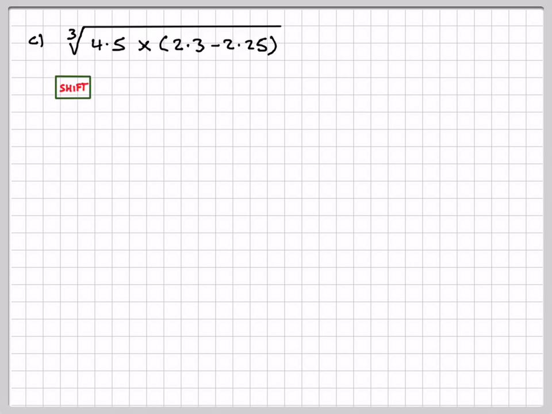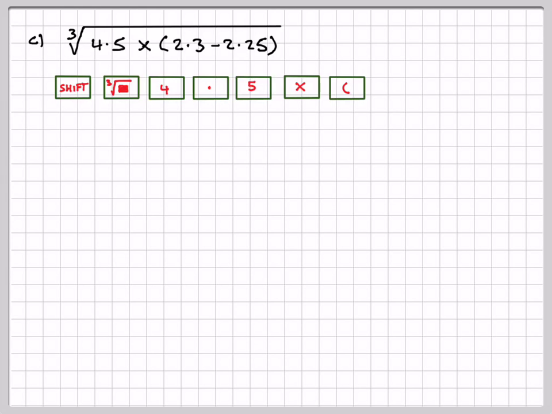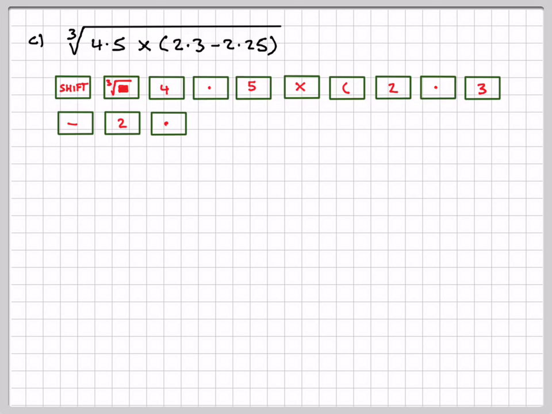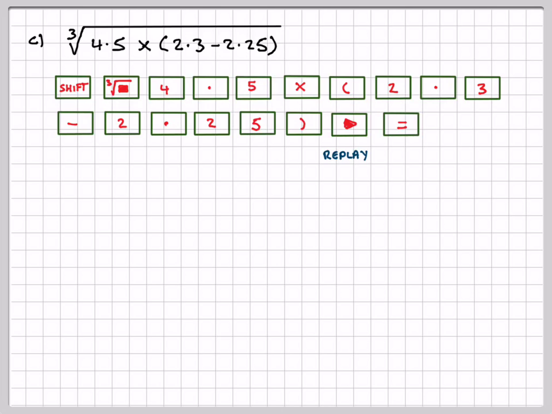So shift, the cube root button is above the square root button, so pressing shift gives the top key. 4.5 times bracket 2.3 minus 2.25, close the bracket, press the replay button to take out the cube root sign, and then press equals, and we get this as the answer.